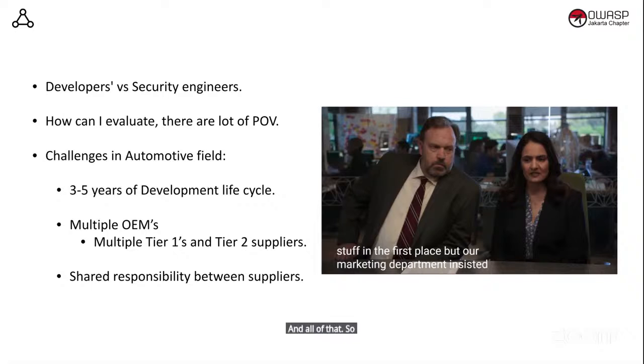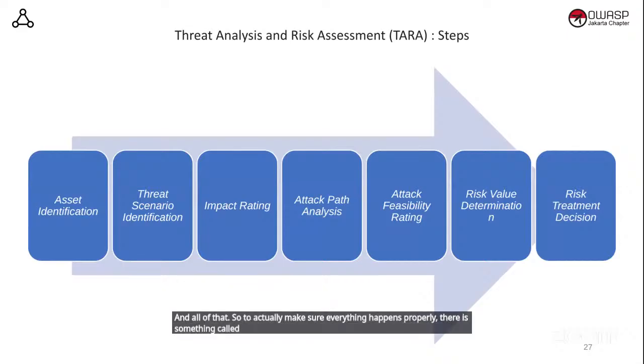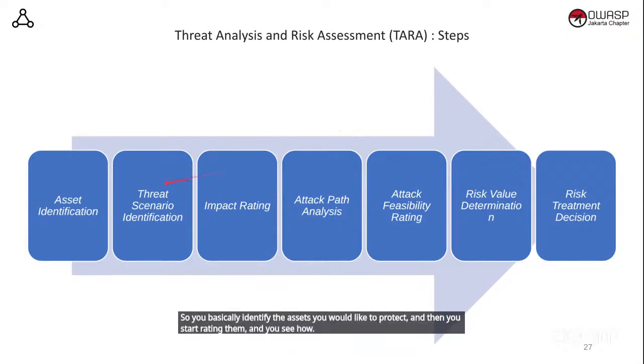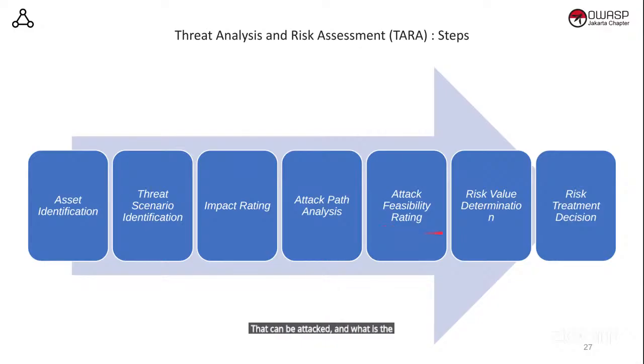So to actually make sure everything happens properly, there is something called TARA, Threat Analysis and Risk Assessment. So you basically identify the assets you would like to protect, and then you start rating them, and you see how they can be attacked, what the feasibility of getting attacked is, and what the risk value is.